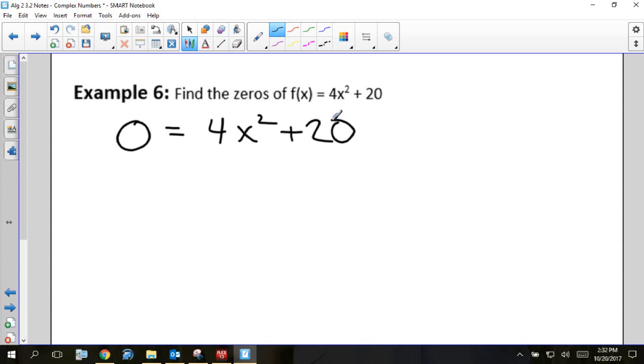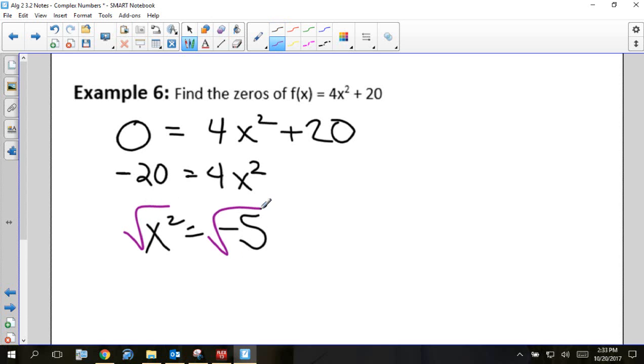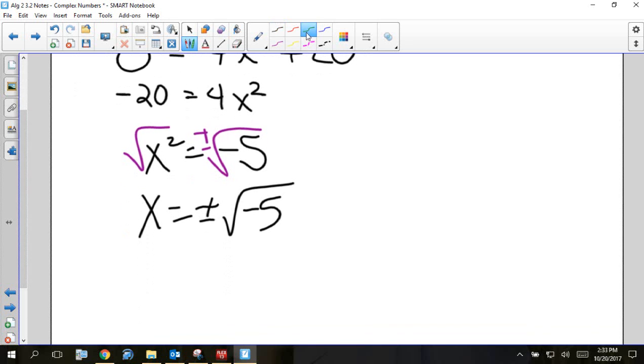Subtract the 20. So we have negative 20 equals 4x squared. Divide by 4. We have x squared equals negative 5. What do I do now? I have to square root, but if I square root, I've got to do plus minus. So I have x equals plus minus square root negative 5. I cannot leave the square root of a negative number. So I'm going to break it apart. So I have square root of 5 and square root of negative 1.